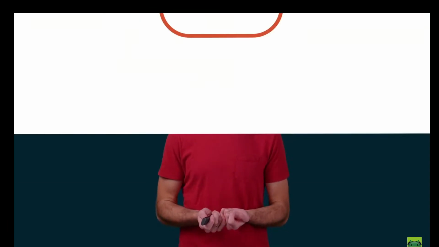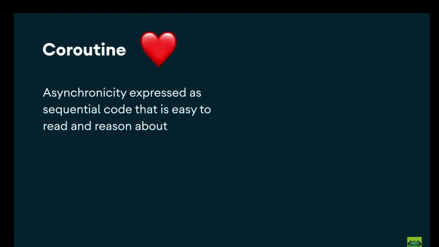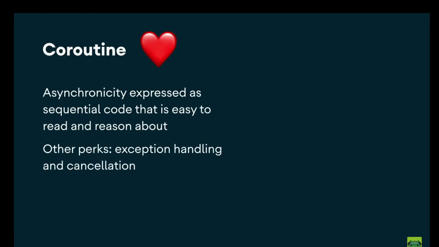So now we saw what problems coroutines are trying to solve, which is simplifying asynchronous programming in Android. But what is a coroutine? You can think of a coroutine as a runnable with superpowers. If you think about it, it is going to take a block of code and it will be able to run it in a particular thread. What I like about coroutines is that asynchronicity can be expressed in a sequential way, and that's going to be easier to read and understand. It also comes with other perks, such as exception handling and cancellation, that is typically more difficult to do with other versions, for example, callbacks.